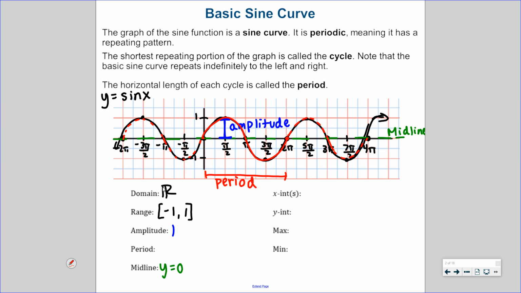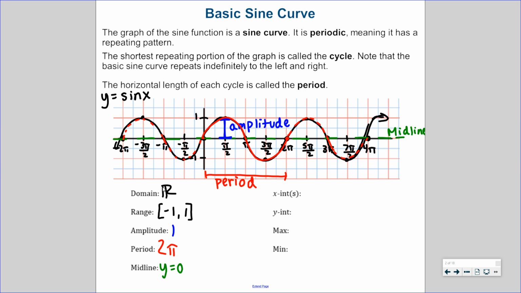So for the basic sine curve, how long is that cycle? 2 pi. And it makes sense from our unit circle, because after 2 pi radians, it's just going to keep repeating. Do another 2 pi, then we're at 4 pi. That's going to keep repeating. So that length right there, the period, is 2 pi.